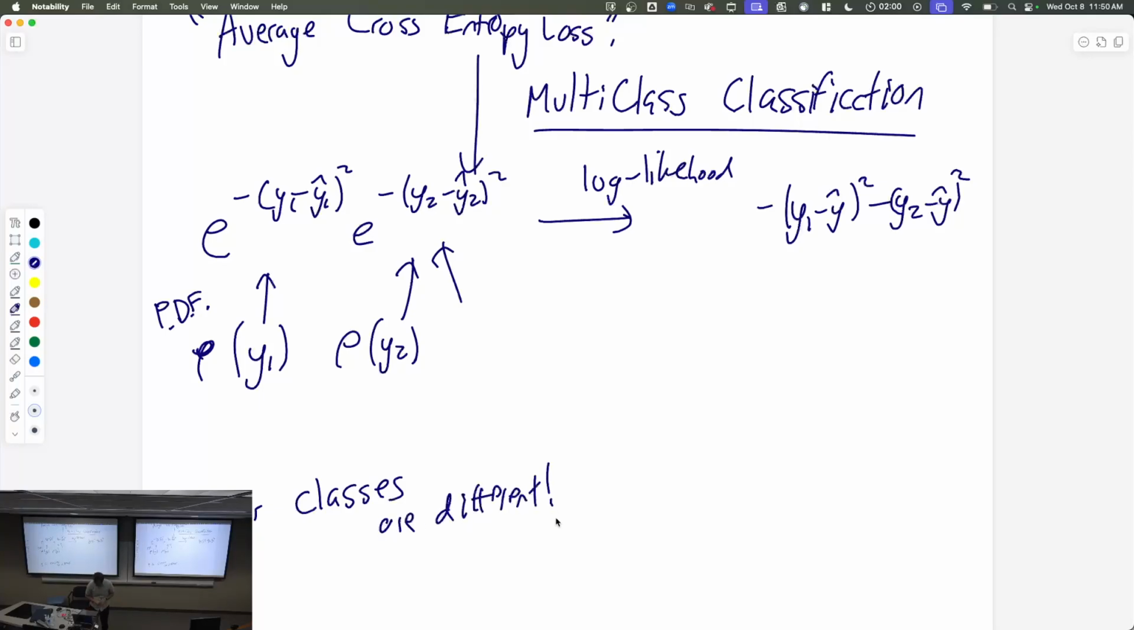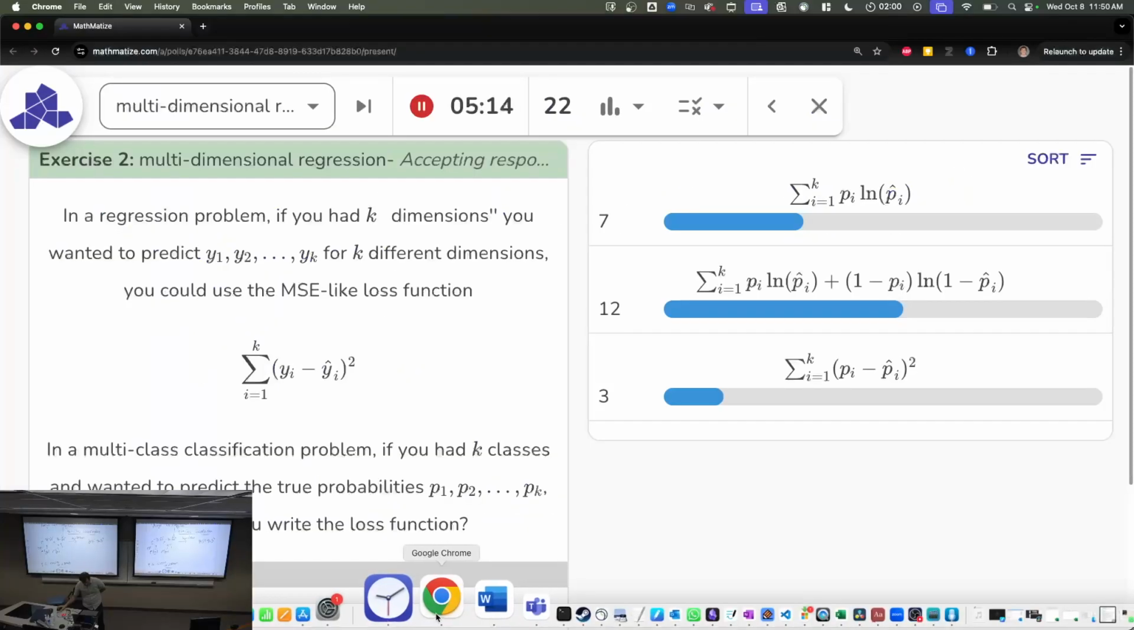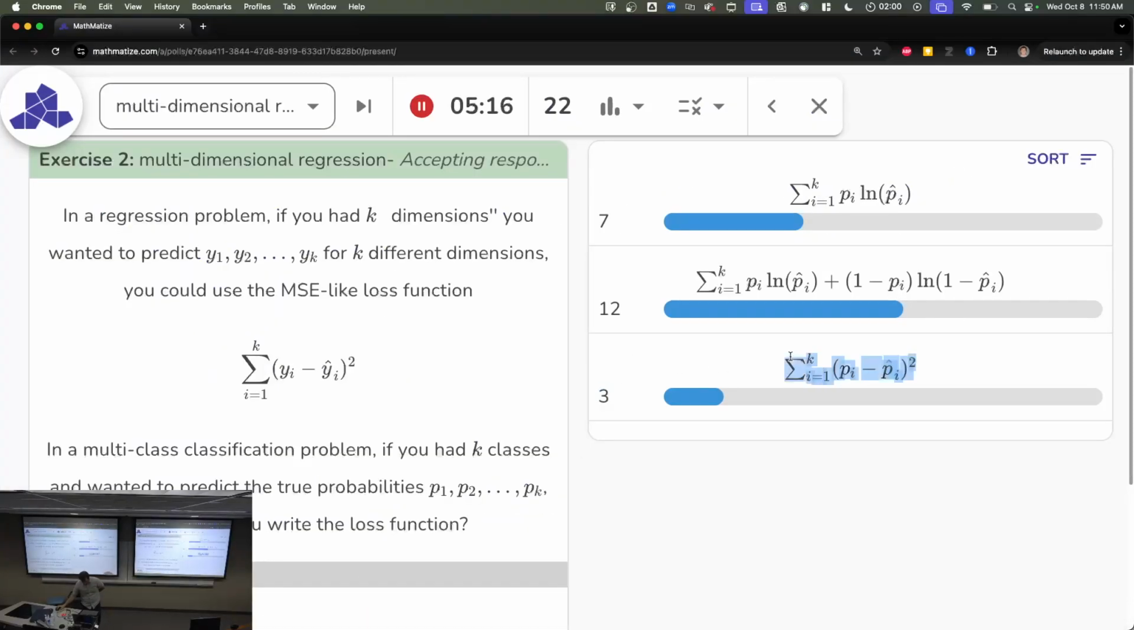Okay, so that one is not correct. This one's not correct. With those 3 people gone, it's a pretty even split between this one and that one. So let's do, again, a revote. What is going on here?